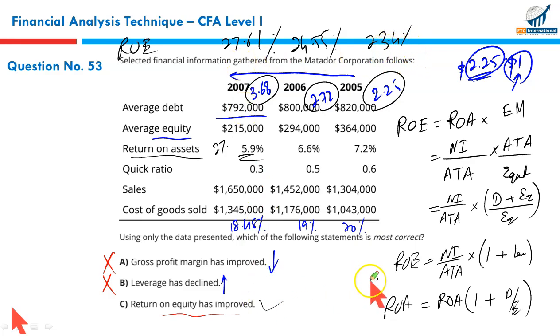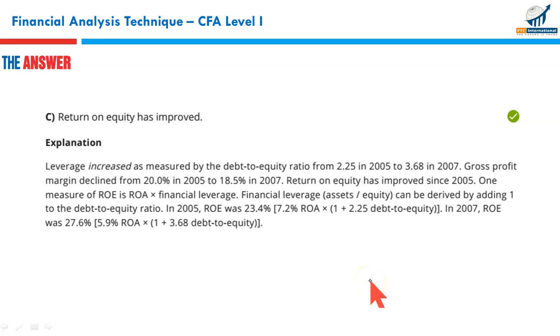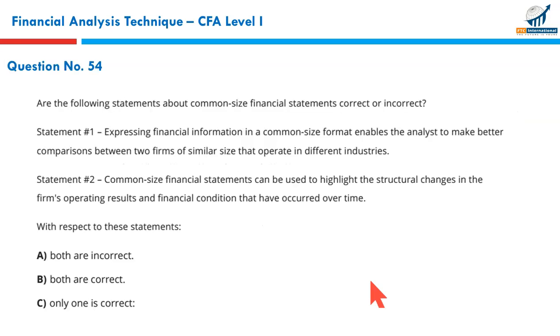So without doubt, C is the right answer. So this is how you overdo things to clarify and to enhance your understanding, playing with the numbers, the computations, all that. Question 54. Are the following statements about common size financial statements correct or incorrect?